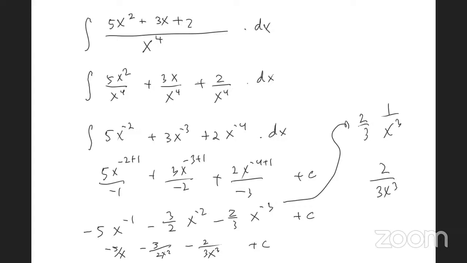Why is it not? Because minus 5x to the minus 1 means minus 5 times 1 over x. When you multiply the minus 5 by the 1 over x, you'll get minus 5 over x, right?